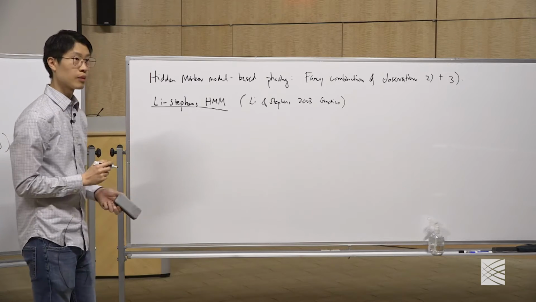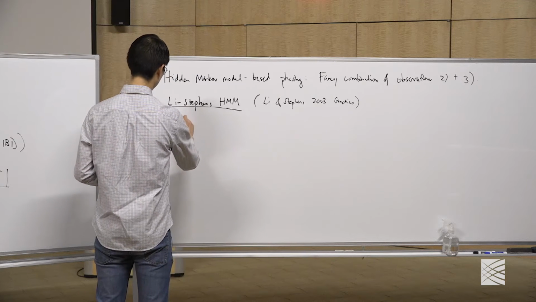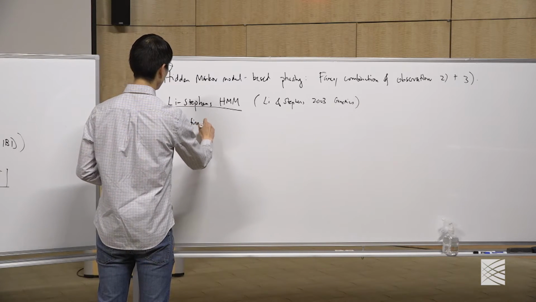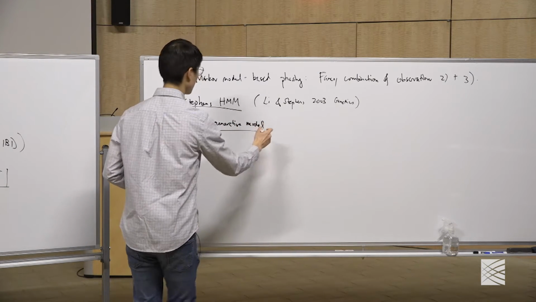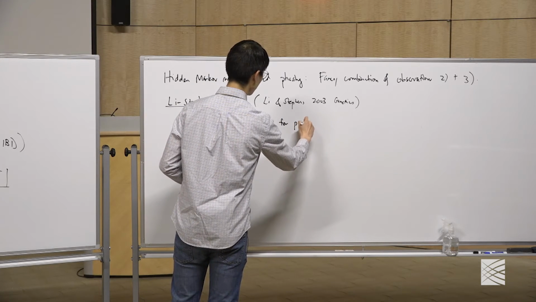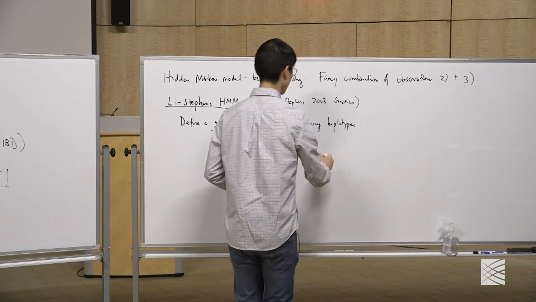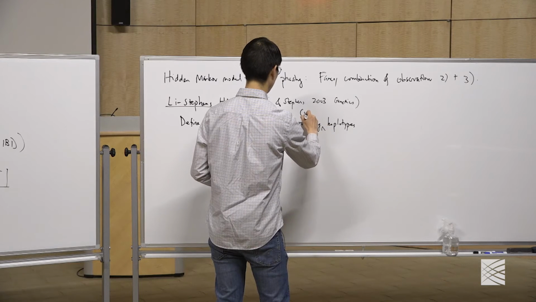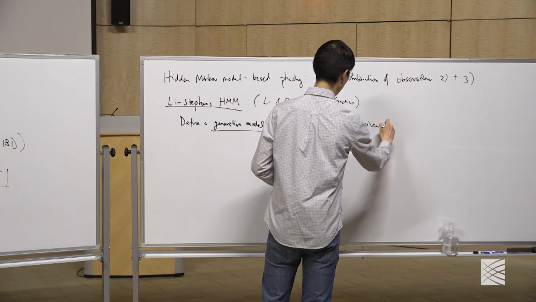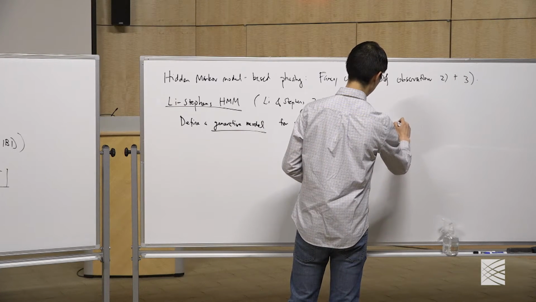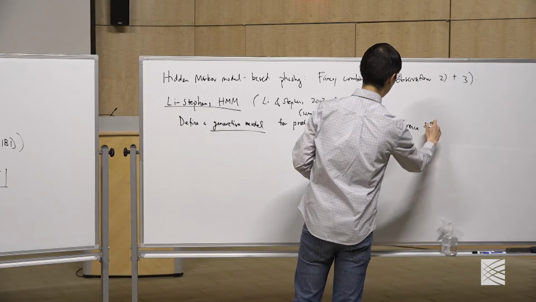Well, what is the Li and Stephens HMM? Again, it's basically a way to put this intuition into action. And the idea is to define a generative model for producing haplotypes, where by producing, I mean equivalently sampling haplotypes, given a reference set of haplotypes.